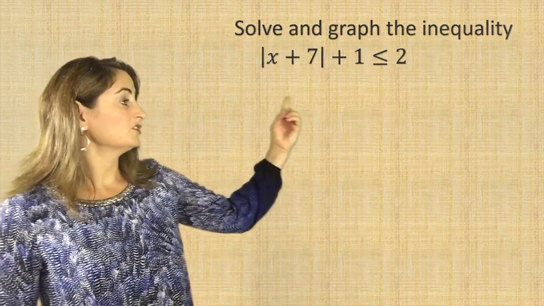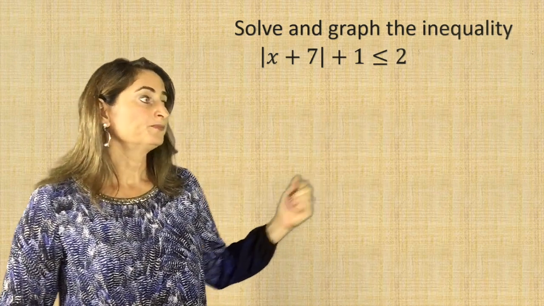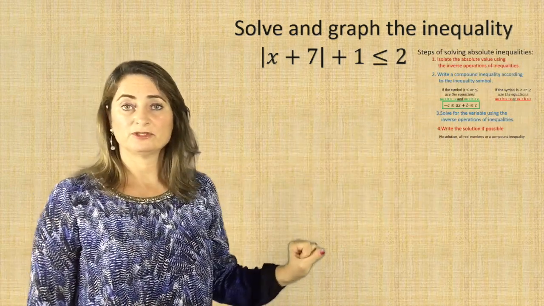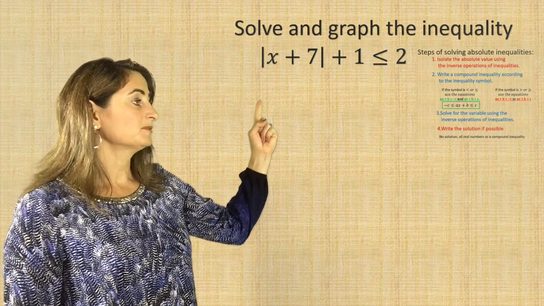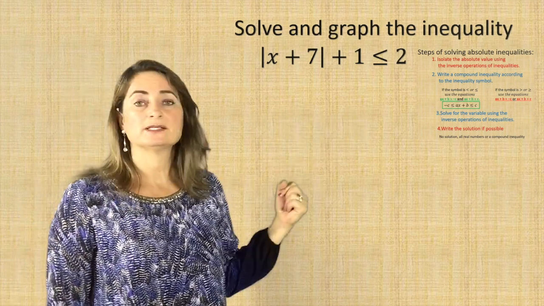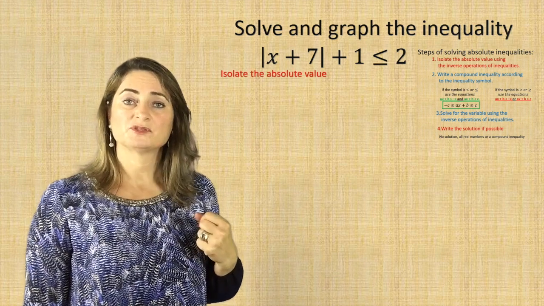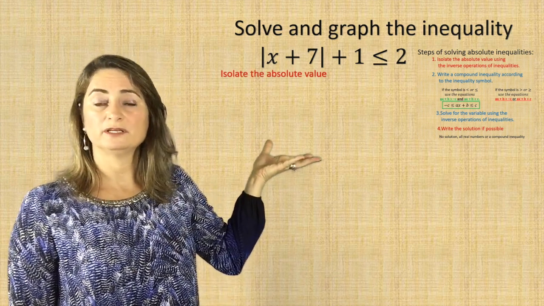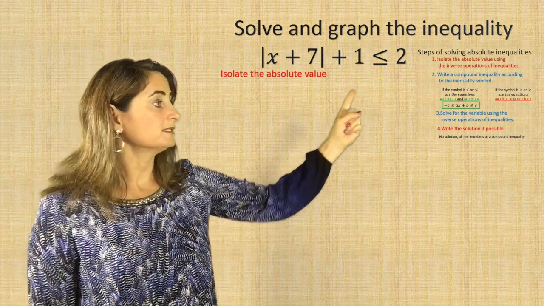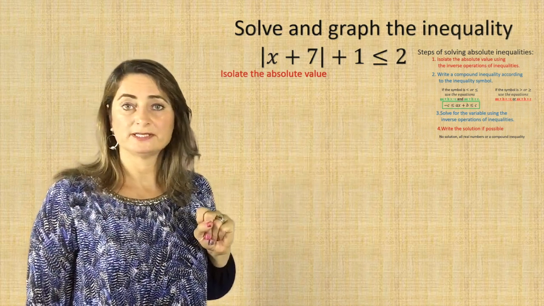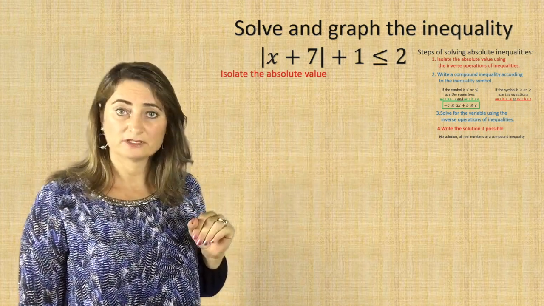Now, let's solve and graph the inequality. I will leave the 4 easy steps for you to follow. The absolute value of x plus 7, plus 1, less than or equal to 2. Step number 1 is to isolate the absolute value. Is it on one side of the inequality? No, it has the 1 on the same side as the absolute value, so get rid of that first.